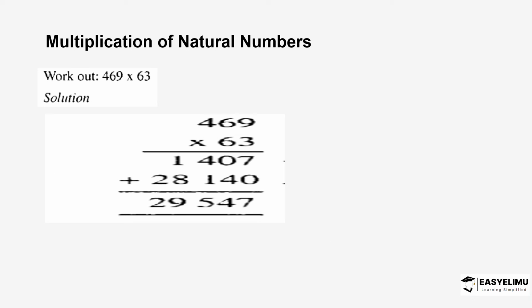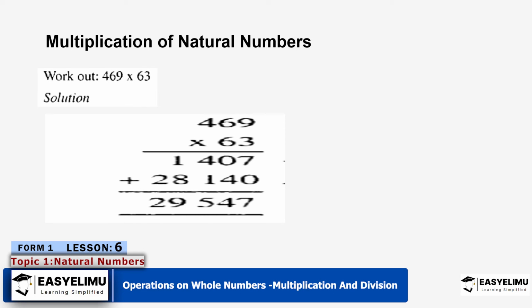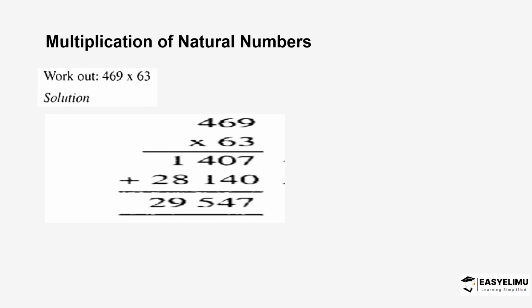So we have our first example here, where you're supposed to work out 469 multiplied by 63. We want to see how you go about this. If you're given this, how do you manage? How do you do it?